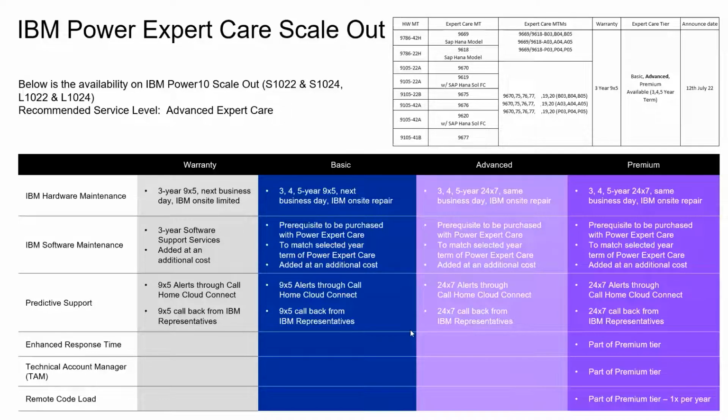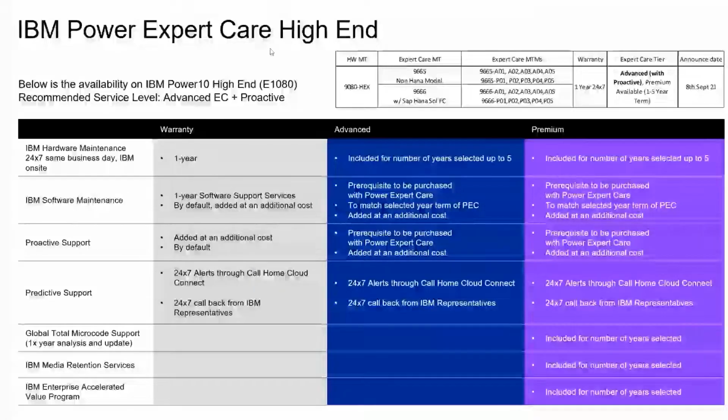Let me go to the next slide. So this is just a slide on the high end, which has been out since September. Nothing's changed here. I believe there is some intent to go back and revisit this premium offering on the high end, and perhaps try to make it more like the scale out and mid-range. We're still looking at that. And if there's feedback on whether you think that's a good idea or a terrible idea, please let me know.